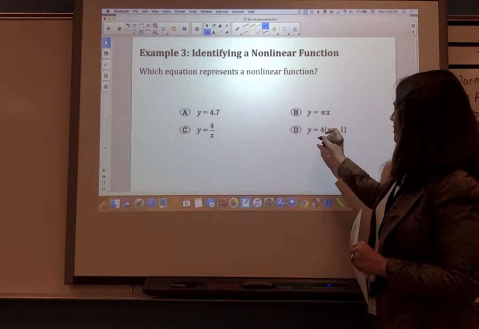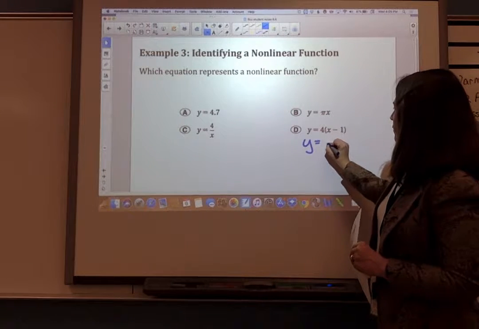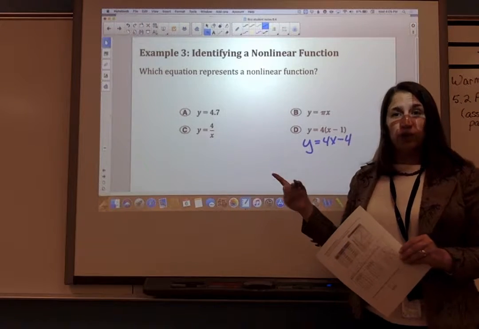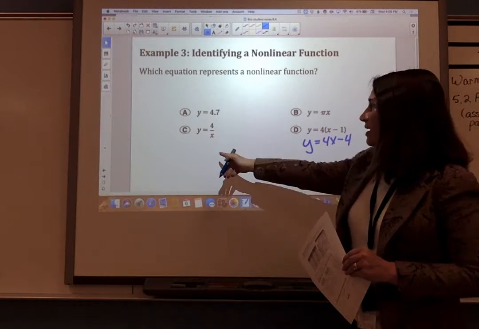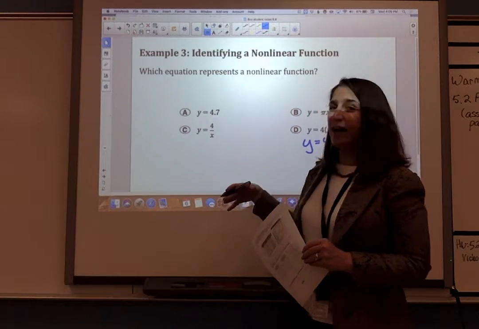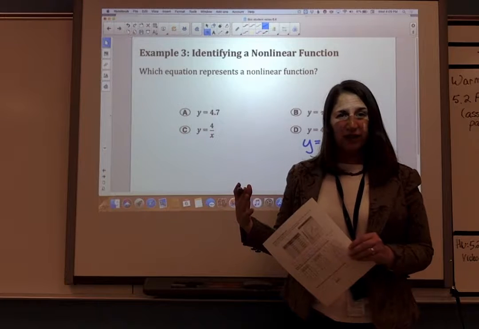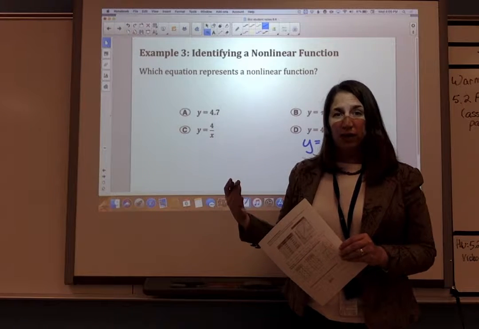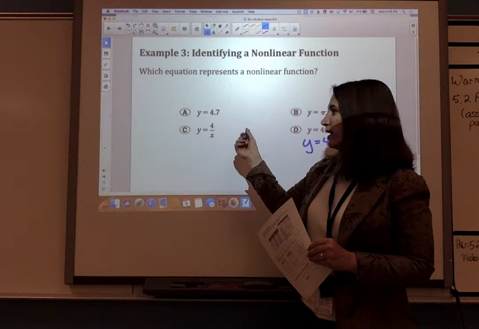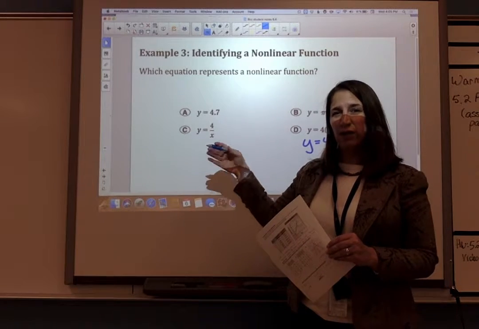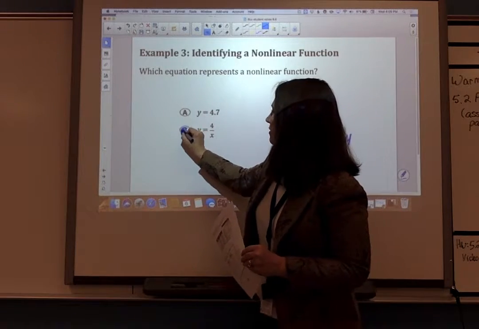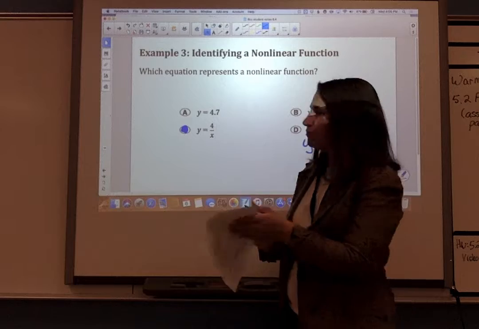This function, we could distribute that 4 and get y equals 4x minus 4. So that is a linear function as well. We can picture what that looks like. This last example, though, over here, we have y equals 4 divided by x. That's not going to give us a straight line, right? It's undefined at x equals 0. At x equals 1, it's 4. At x equals 2, it's 1/2. At x equals 4, it's 1. So it is not a linear function. All right.